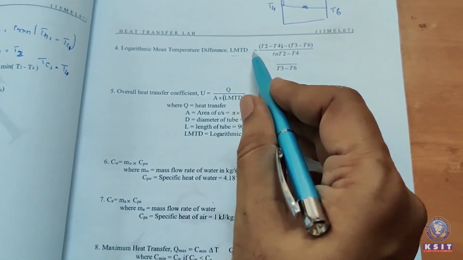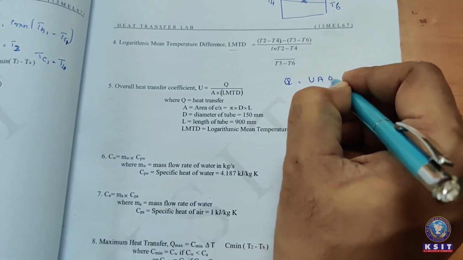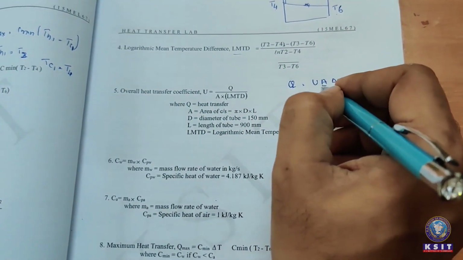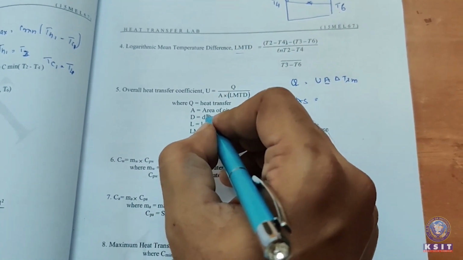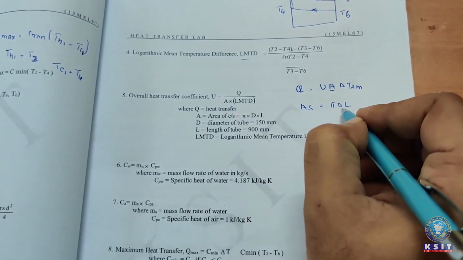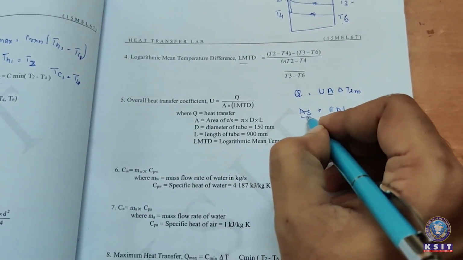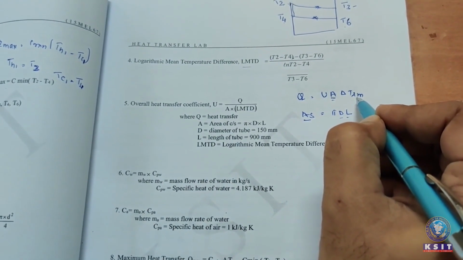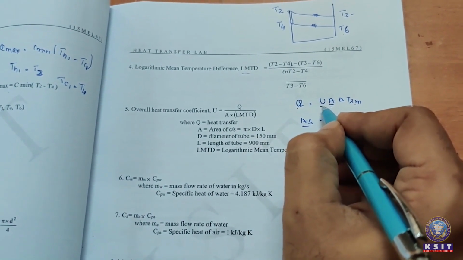So once you know the log mean temperature difference, you have the formula Q equals UA delta T lm. And here A is not the cross section area of the orifice, it is the surface area of the heat exchanger, pi dl. Here it is a mistake, not cross section area, it is the surface area. You know from the observations the length of the heat exchanger and diameter, you calculate the surface area. Once you know the surface area and the log mean temperature difference and the actual rate of heat transfer, you calculate the overall heat transfer coefficient.